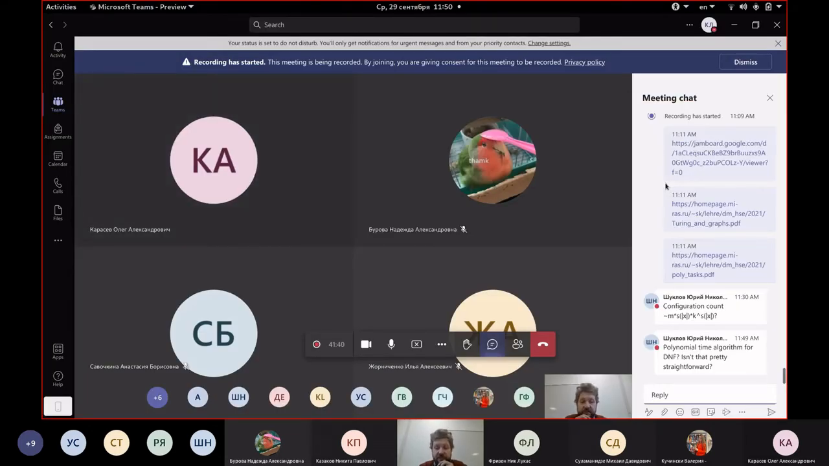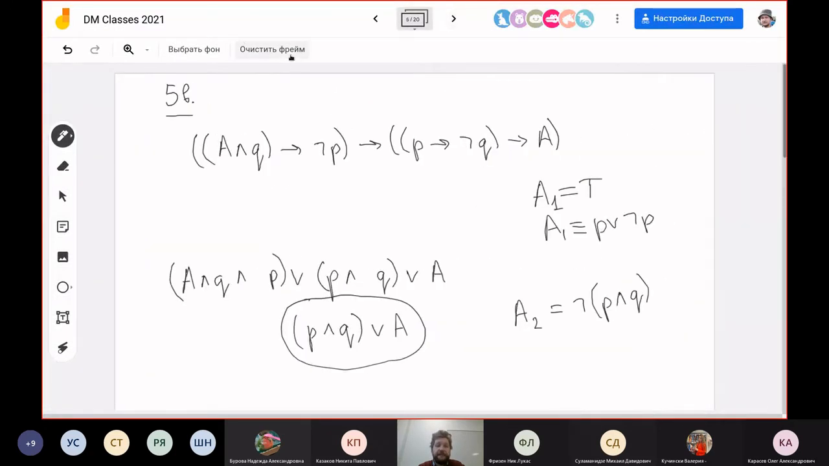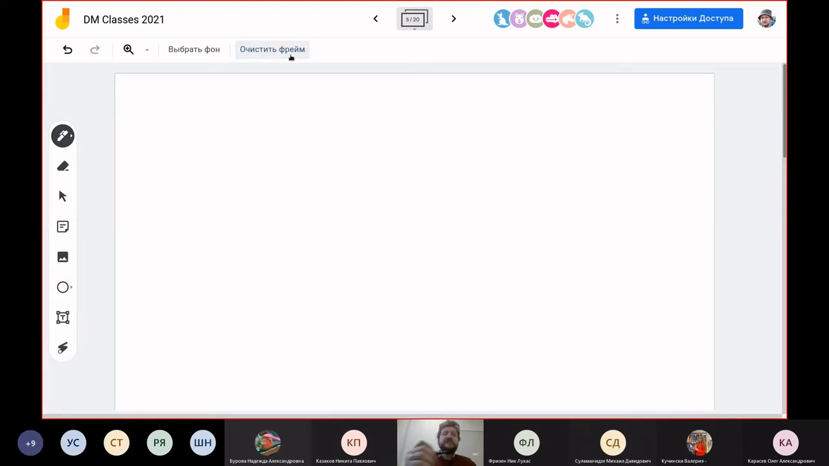Yes, the question is, isn't there a really pretty straightforward polynomial time algorithm for satisfiability over DNF? Yes, it's straightforward, exactly. So what is a DNF? A disjunctive normal form. So the DNF is a big disjunction of C1, ..., Cn.